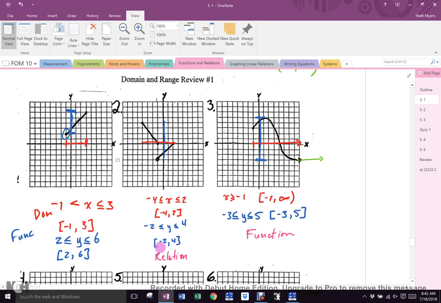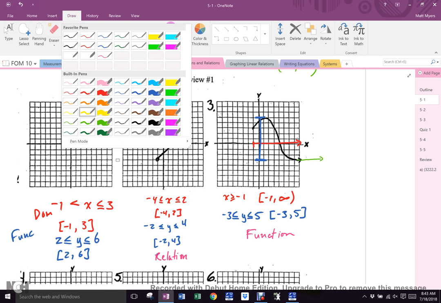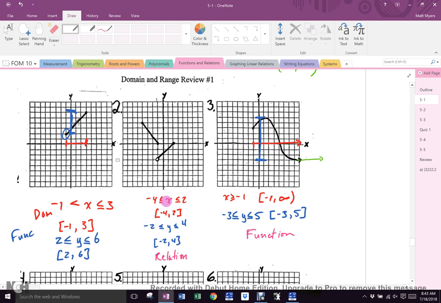Why is number 3 a relation? Because right there, those are both closed dots, you hit the line twice. Understand? If this were an open dot, is that a function now? Yes. Because that dot where they hit is technically not there. Everybody cool?